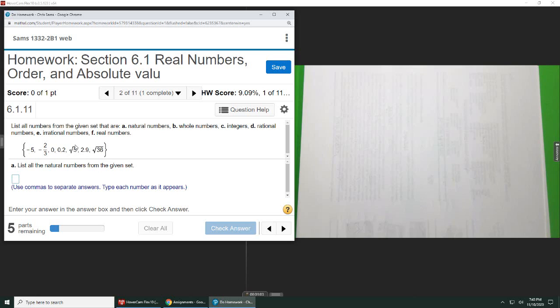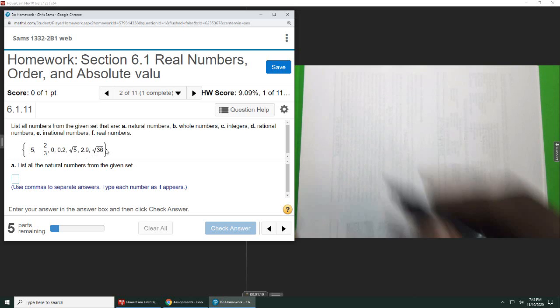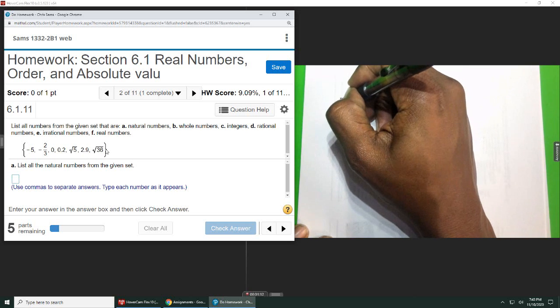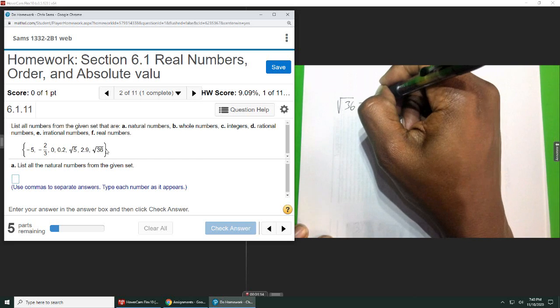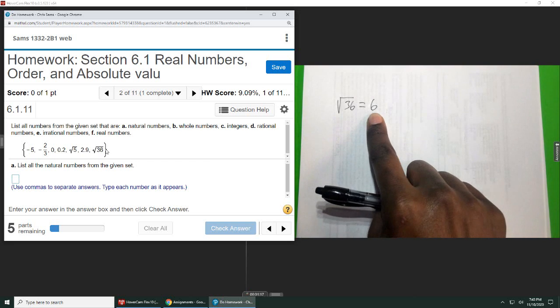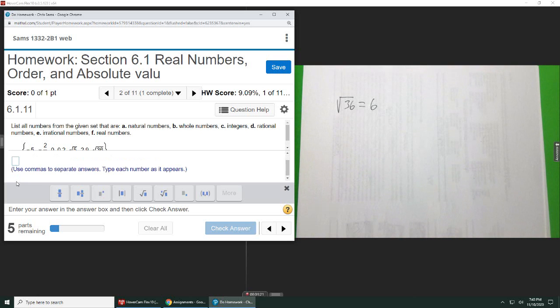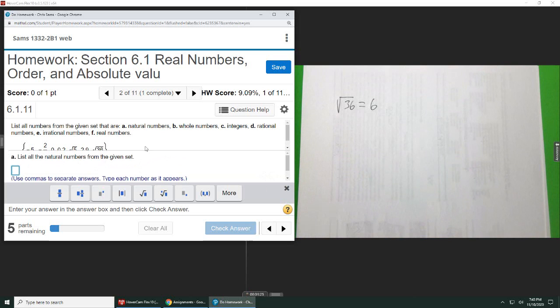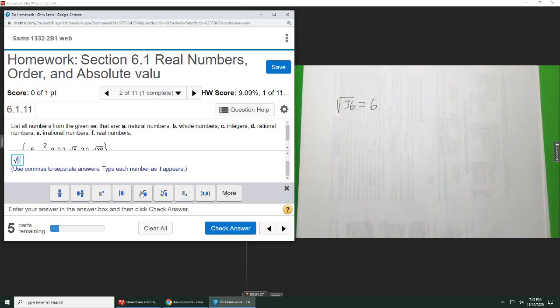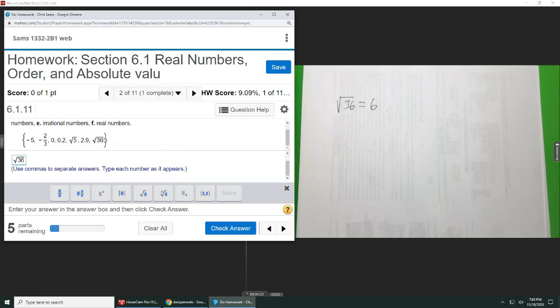0.2 is not a whole number. Square root of 5 is not a whole number. 2.9 is not a whole number. However, the square root of 36, okay, since the square root of 36 is equal to 6, that would count as a natural number. It's a positive whole number when simplified. So the numbers in this group, we're going to say the square root of 36. I don't think you want to simplify it. I think you want to type it as it is in the set, but you just need to be aware that it's equal to 6.